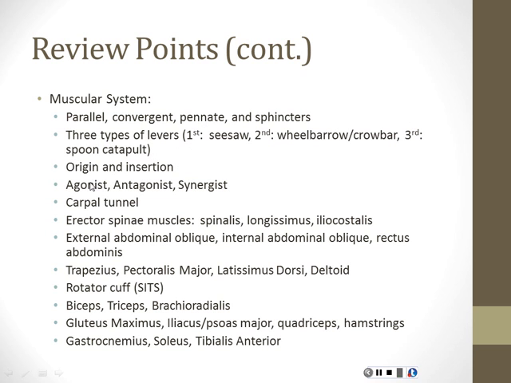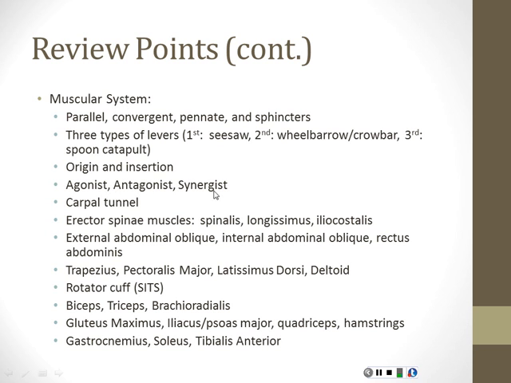All right. Origins and insertions. The origin is the part of the muscle that doesn't move. The insertion is the part that does. So one end of a muscle is usually stationary. The other end is pulling on a bone. So the stationary end is the origin. The pulling side is the insertion.